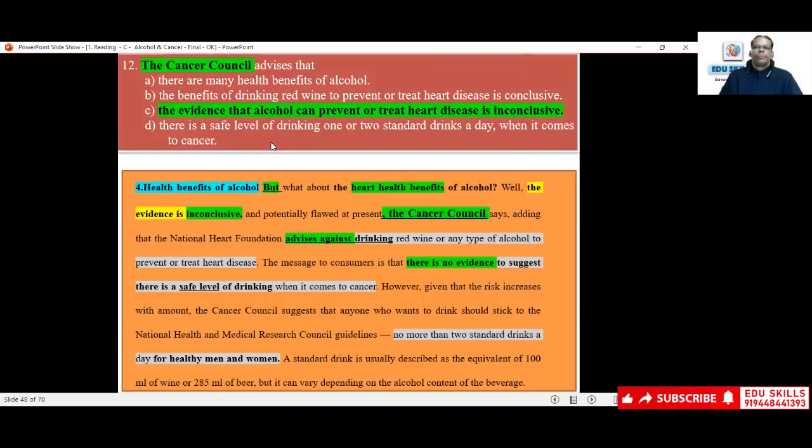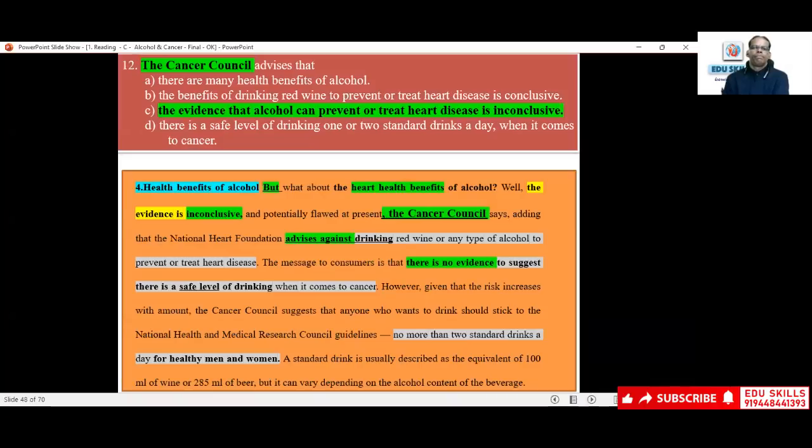Could somebody read it for me? The Cancer Council is the name, so you can jump into the Cancer Council name to locate the answer. Advises. So what is advice? It's not mandatory, it's only advice. Yes. Could somebody read the paragraph for me?